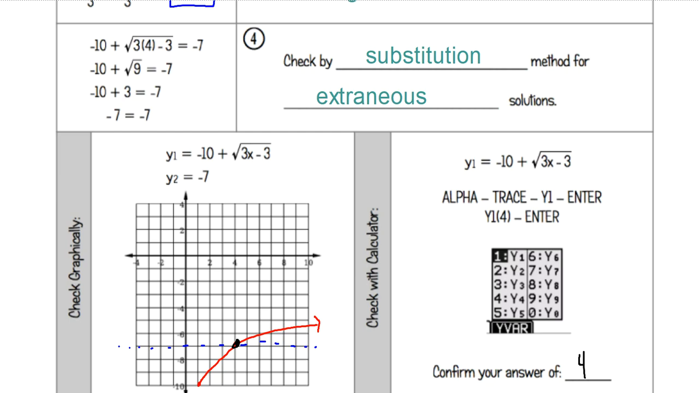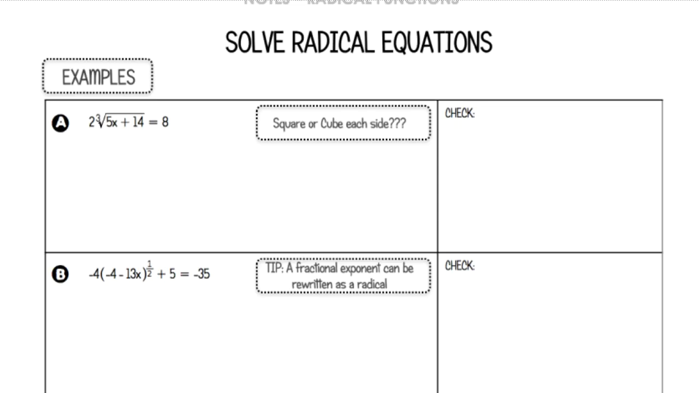So what we're going to do now is we're going to go through some examples of solving. So we're going to follow those steps that we just did. So the first thing I need to do in example A here is I need to isolate the radical. So I need to get rid of this 2 out in front. It's being multiplied, so I'm going to divide. So that's where those inverse operations come in. When I do that, I'm left with the cube root of 5x plus 14 equals 4. And then we do step 2, which is to get rid of the radical. In this case, it's a cube root, so I am going to cube both sides in order to eliminate that radical.